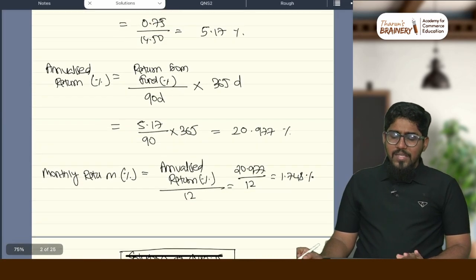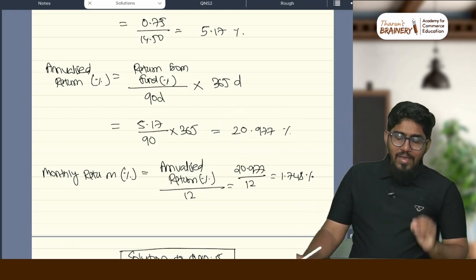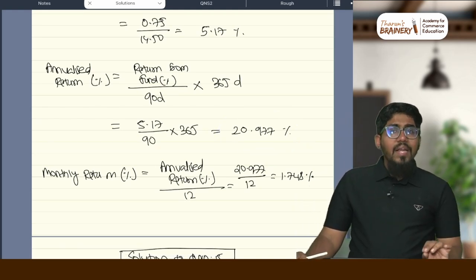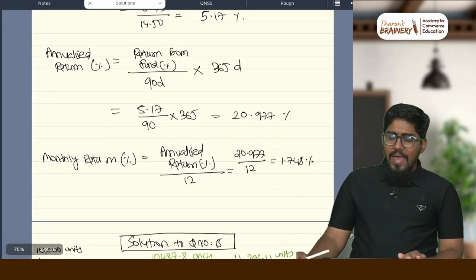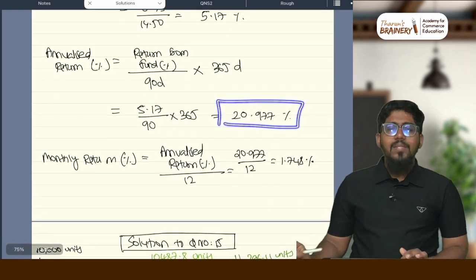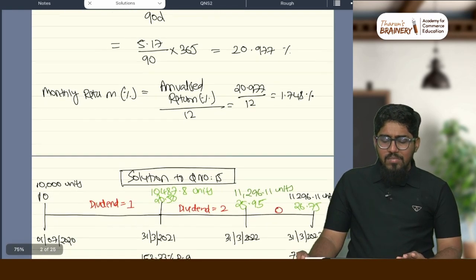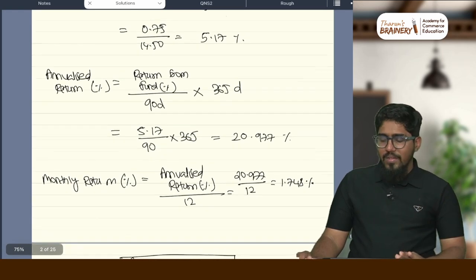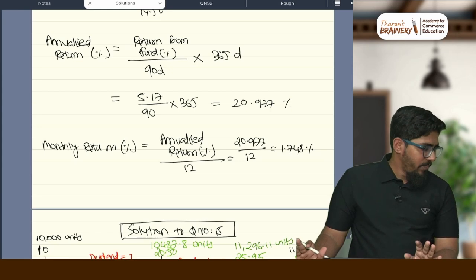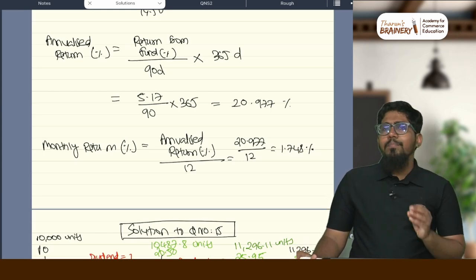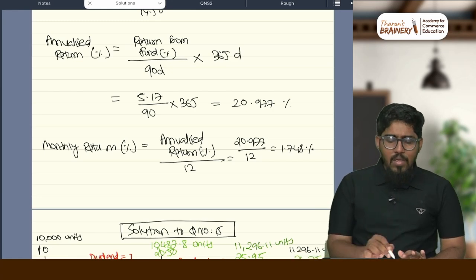Now sir, this 5.17 percentage, I am first annualizing it. So what is the annualized return percentage? Return from the fund percentage divided by period of return, which is 90 days, into 365 days. Sir, what is my annualized return? 20.977 percentage. Okay, accurate, 20.977 percentage, which means what is my monthly return? Annualized return divided by 12 is my monthly return. So my monthly return is 1.748 percentage. I hope you all have this clarity. Sir, simple problem, but it has been asked in the examination. People will make a mistake.